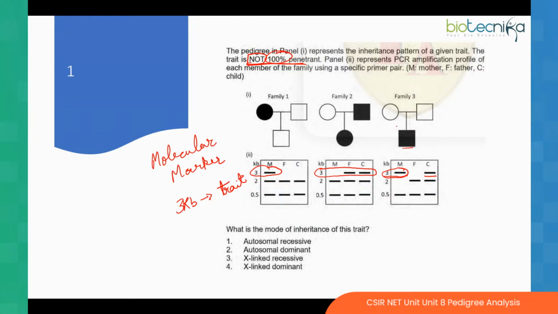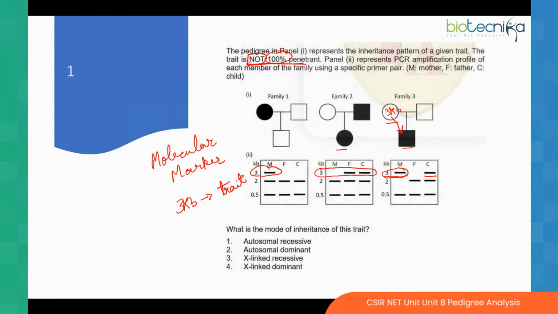Now when you look at the inheritance pattern, what do we see? Every affected child, so this is an affected child, this is an affected child, they have one affected parent. In this case the mother is not affected, but we know that the mother has the 3 kb DNA band which is associated with the trait, but still she is not producing the phenotype. But because this 3 kb band is there, the child in family 3 has received the mutant allele producing this 3 kb band from the mother.